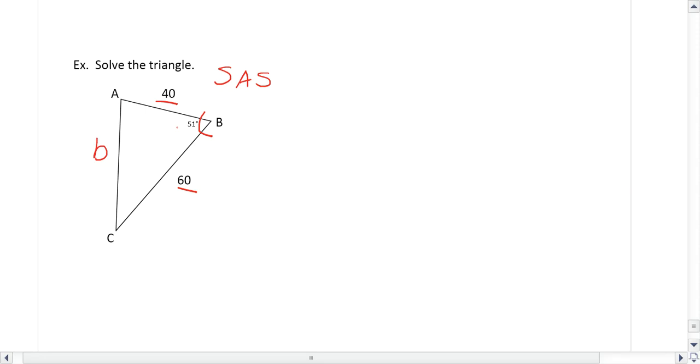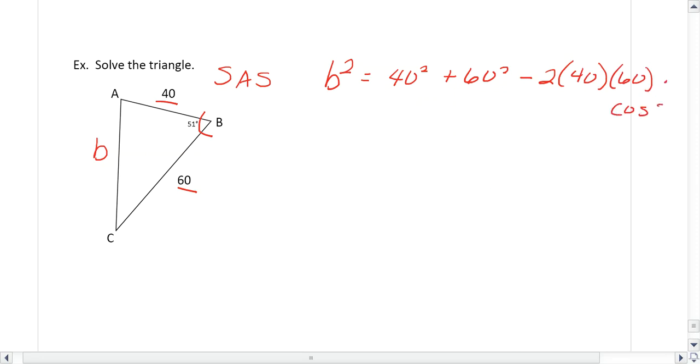Because I can't find these angles yet, I would like to use the law of sines to do that because I think it's easier. We could find this side b first and then switch to the law of sines to find the angles. So that's our plan. So finding b squared, we plug in everything to the law of cosines formula. B squared equals 40 squared plus 60 squared minus 2 times 40 times 60 times the cosine of 51.